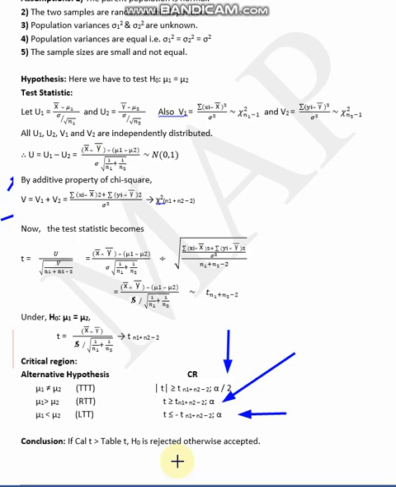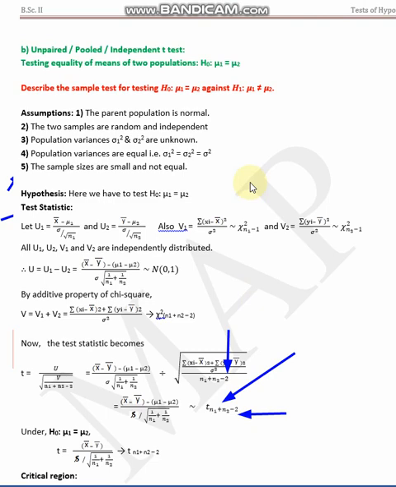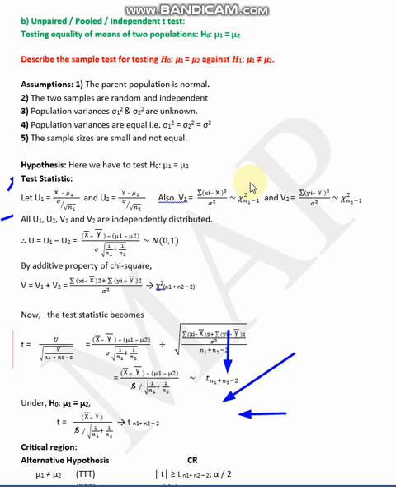So friends, this is all about the unpaired t test, which is also called the pooled or independent t test, in which our point of interest is to test the hypothesis that H0 is mu1 equal to mu2.